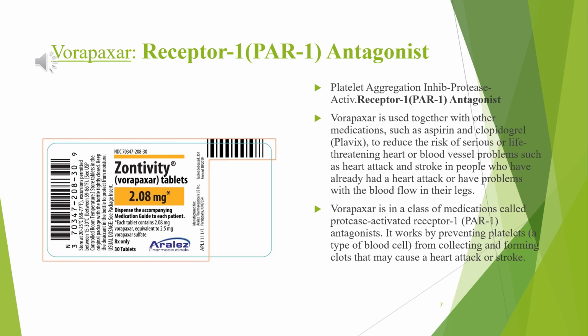So some medications that are PAR1 antagonists, platelet aggregation inhibitors, protease activated receptor 1 or PAR1 antagonists. So this is an example of a medication, Vorapaxar. It's in this class of medications called PAR1 antagonists, and it works by preventing platelets from collecting and forming clots that, as we know, can be the cause of a heart attack or stroke for some patients. So just know that Vorapaxar is a PAR1 antagonist, and we're talking about preventing platelets from forming a clot.